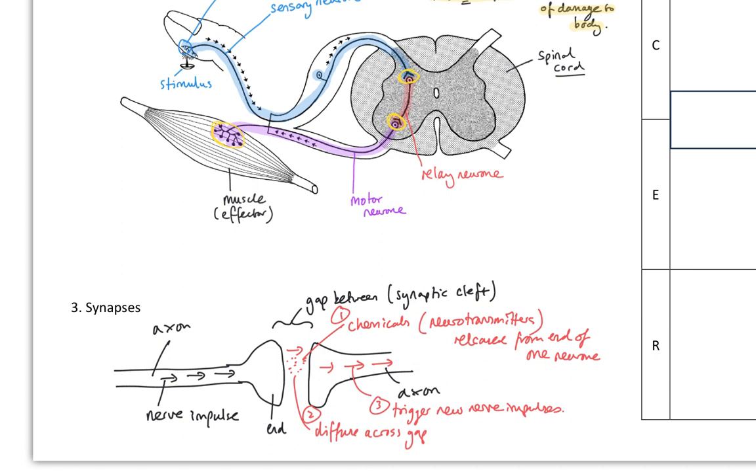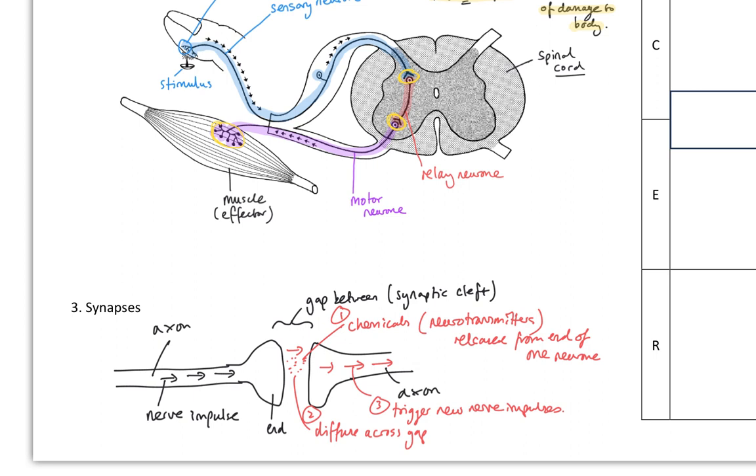So we need these to keep nerve impulses going one way only. So only this side can make the chemicals, only this side can detect them. Otherwise you'd have nerve impulses going the wrong way. It also means that the chemicals can affect here. So I've got natural pain-killing chemicals that can numb these areas as well.